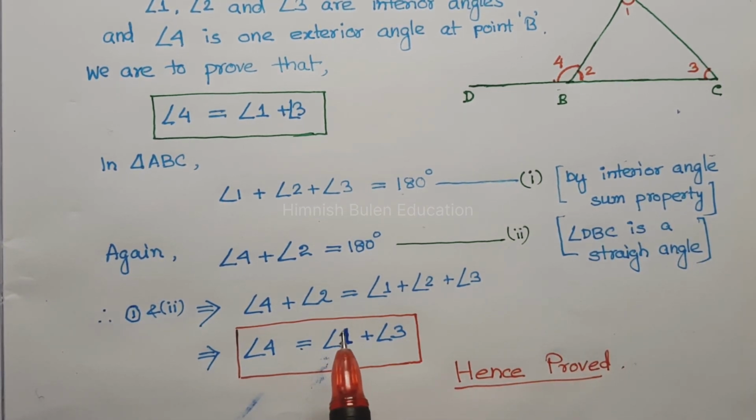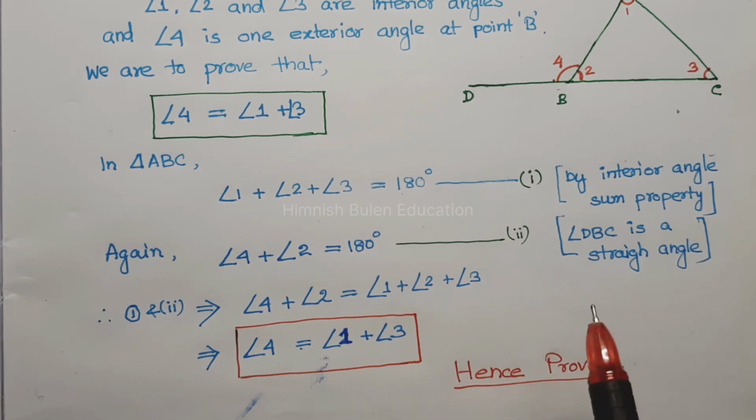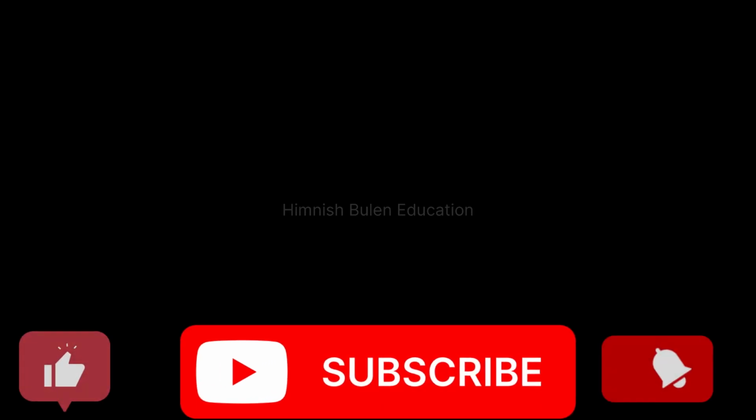So this is how we can prove the exterior angle theorem. In the next video we will discuss various practical examples of the angle sum property of a triangle. So that's all for today.